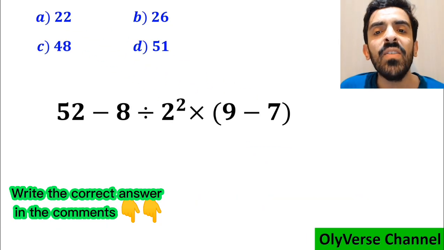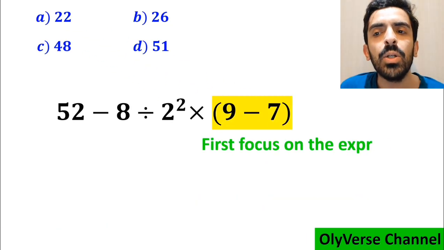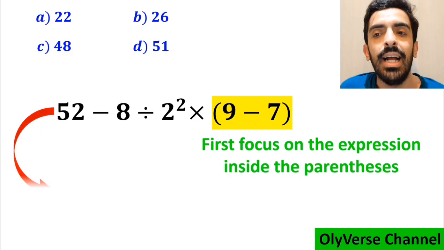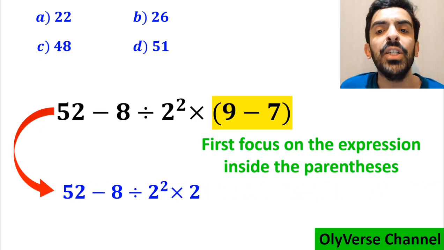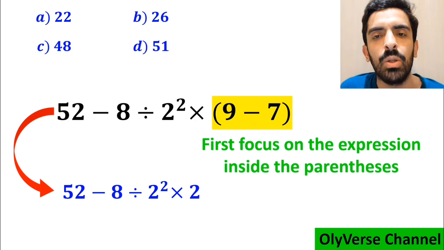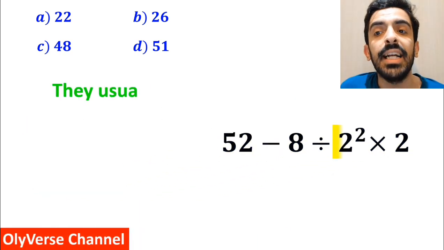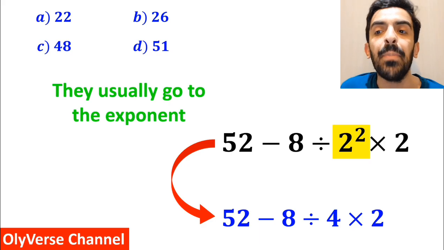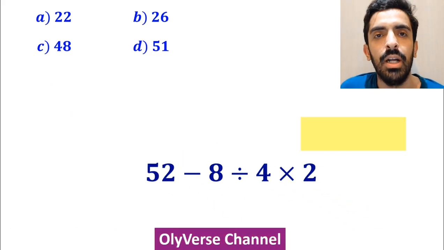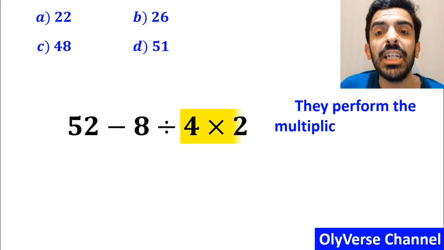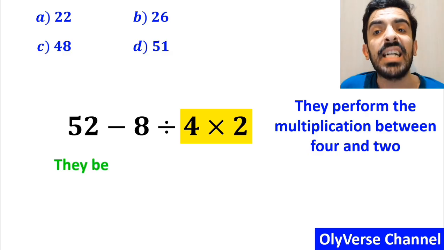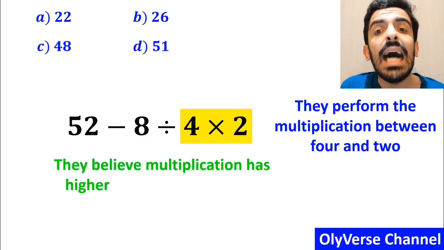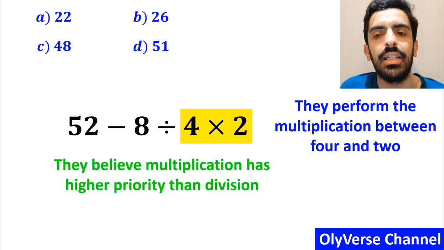Also, some other people when solving this question first focus on the expression inside the parentheses and replace the whole expression with 52 minus 8 divided by 2 squared multiplied by 2. And the next step, they usually go to the exponent and simplify to 52 minus 8 divided by 4 multiplied by 2. Then, they perform the multiplication between 4 and 2 because they believe multiplication has higher priority than division.